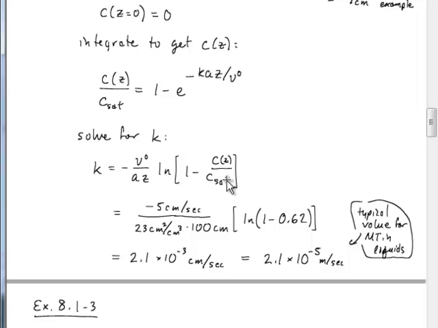So we actually know from the problem statement that at z equals 100 centimeters, the c of z is 0.62. That's what's flowing out of the bed. And so using those numbers, we get 2.1 times 10 to the minus 3 centimeters per second for our mass transfer coefficient, or 2.1 times 10 to the minus 5 meters per second, and that is a typical value for mass transfer in liquids. Of course, defining what is a typical value depends on the flow rate. It should not depend on what substance is dissolving, but it will depend on the geometry and the flow rate in the liquid phase that's going around those particles.